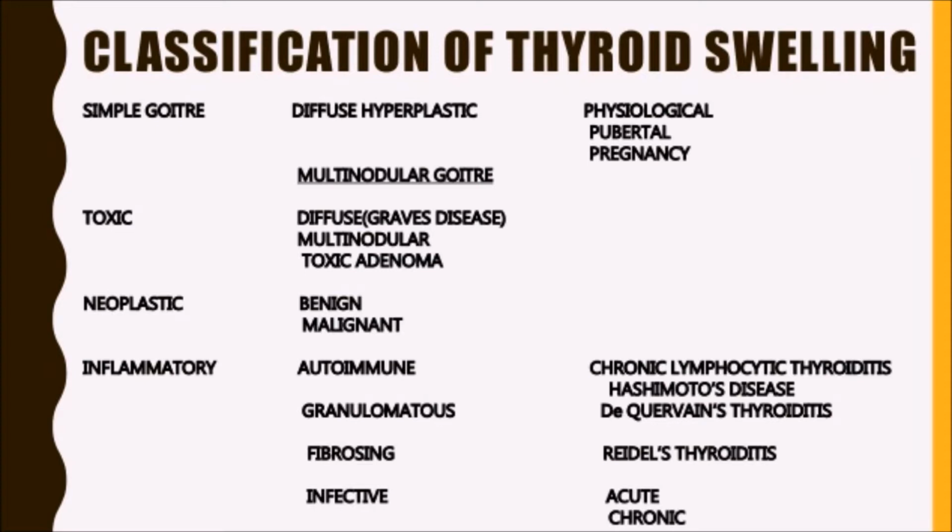Neoplastic thyroid swellings can be benign or malignant. Inflammatory thyroid swellings can be autoimmune, for example, chronic lymphocytic thyroiditis or Hashimoto's disease. It can be granulomatous, for example, de Quervain's thyroiditis. It can be fibrosing, for example, in Riedel's thyroiditis, and it can be infective. Infective can be acute or chronic, and miscellaneous causes include amyloid deposition.